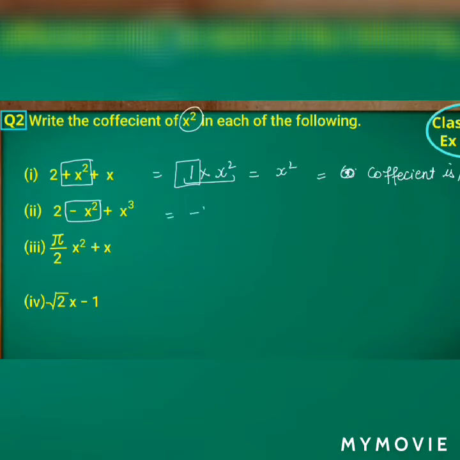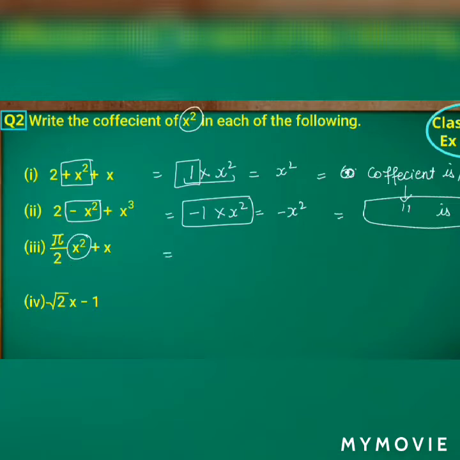Since they have already mentioned in the question, we have to worry only about the coefficient of x square. So second one, 2 minus x square plus x cube. Again, minus x square can be taken as minus 1 into x square. So what is the number part here? Minus 1. So the coefficient is minus 1. We only have to worry about the constant value, that is, the number part. Next, pi by 2 x square plus x. Again it can be taken as pi by 2 into x square. So the coefficient of x square is pi by 2. The constant part is pi by 2.